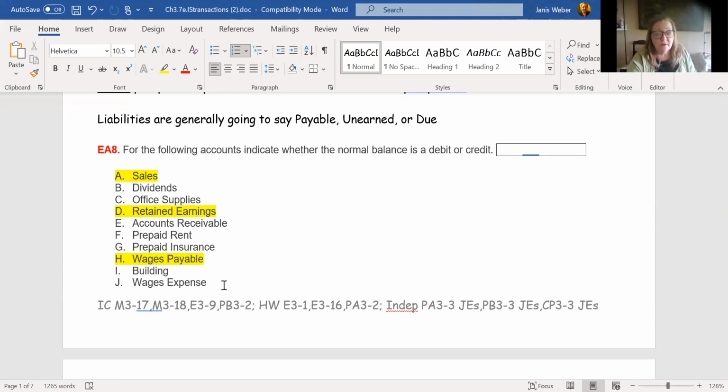So the three that are credit balance accounts are sales, retained earnings, and wages payable. That leaves the debit balance accounts being all the rest.